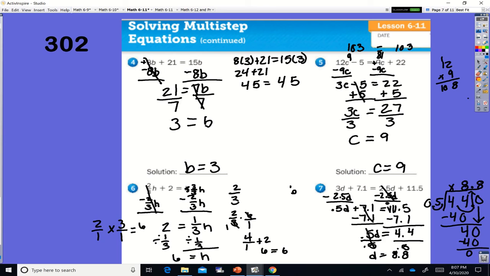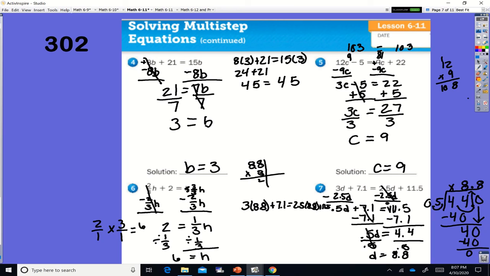So looking at this, I'm going to put my 8 and 8/10 in for my d. So we have 3 times 8 and 8/10 plus 7 and 1/10 equals 2.5 times 8 and 8/10 plus 11.5. And mine got really scrunched there. So I do my 8 and 8/10 times 3, put it up against my wall. That gives me 24. 24 again plus 2 more is 26. Move it 1, 0, 1. We get 26 and 4/10 plus 7 and 1/10. That gives me 5. That gives me 13. That gives me 3. And we put our decimal right there.